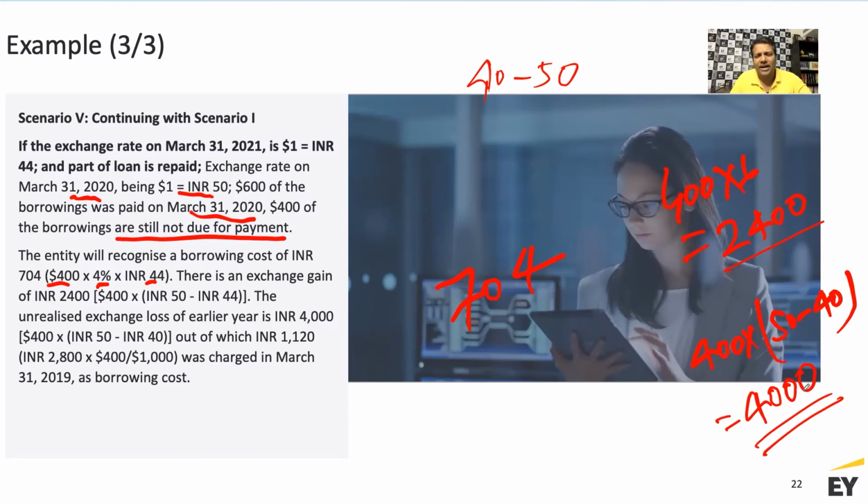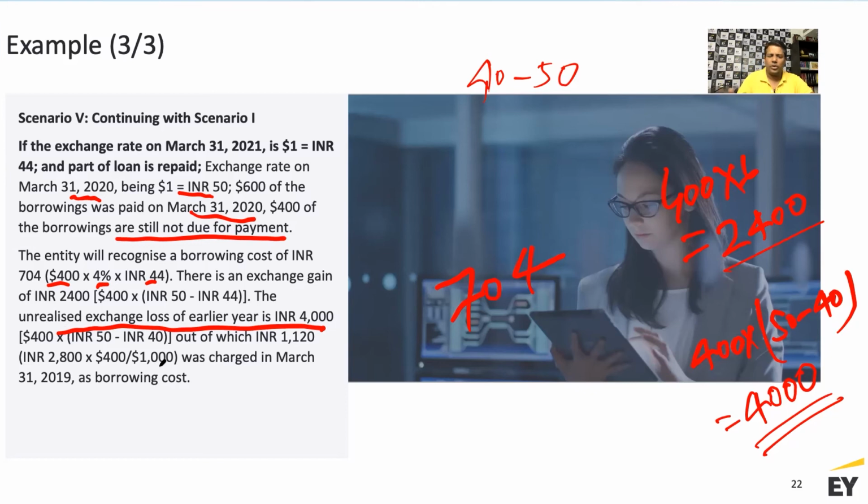In relation to the outstanding loan, whatever I repaid, which is $600, the loss of 10 actually got realized, right? The unrealized loss in relation to the 400 is how much? It is 4,000, right? Now I need to look at how much I am required to offset here. So it is 4,000. Now the unrealized exchange loss of the earlier year is INR 4,000, out of which INR 1120.